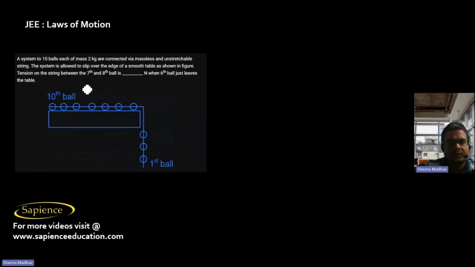Okay, so here it is told that a system of 10 balls each of mass 2 kg are connected via massless and unstretchable string. The system is allowed to slip over the edge of a smooth table as shown in figure. Tension on the string between the 7th and the 8th ball is dash Newton when the 6th ball just leaves the table.